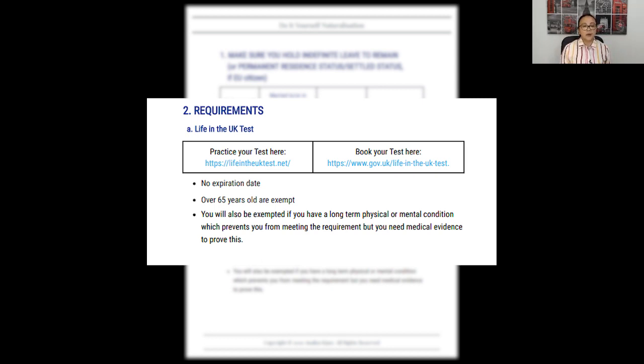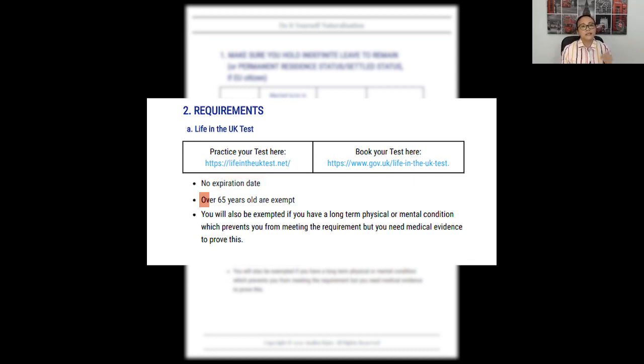So in the box here, you can practice your test and you can book your test. But what do we mean by Life in the UK test? Well, the Life in the UK test has no expiration date. So if you have this test certificate, there's no expiration date. For example, if you had it 5 years ago and you want to apply, let's say next year, you can still use that Life in the UK test certificate.